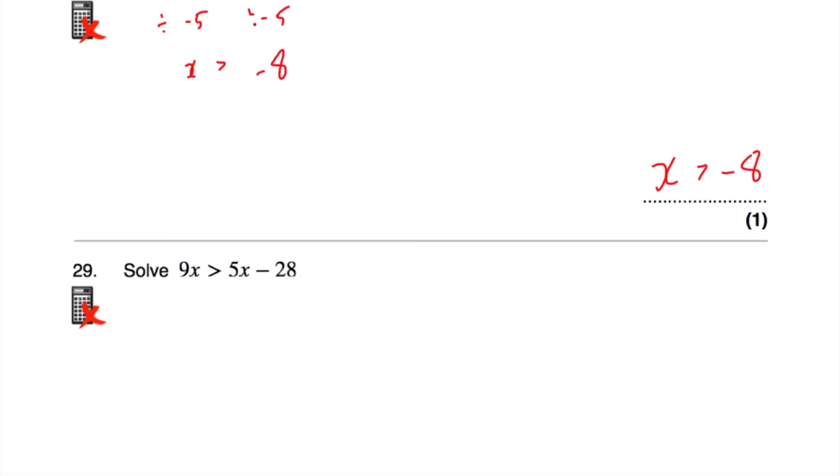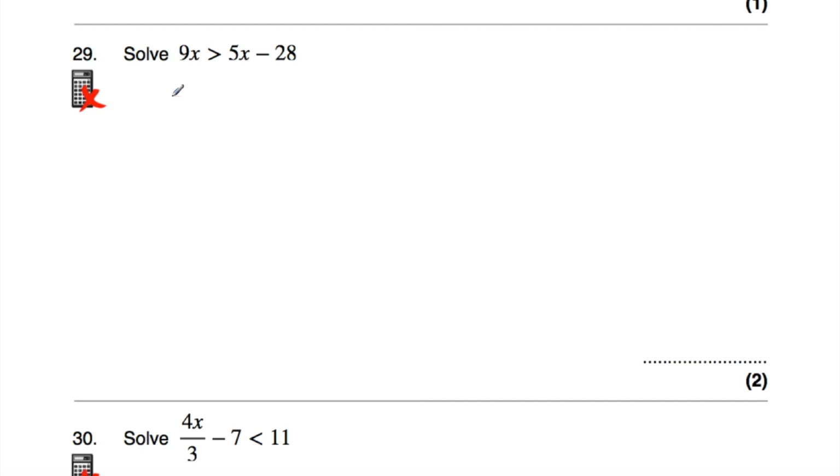Okay, let's look at our next question, question number 29. So question number 29, we've been asked to solve 9x is greater than 5x, subtract 28. So we want to solve this. So if we want to solve this inequality, let's get rid of the lowest number of x's, which is the 5x. So let's take away 5x's and take away 5x's. So on the left hand side, 9x's, take away 5x's would be 4x's, and that's going to be bigger than. And then the right hand side, we're taking away 5x's to get rid of the 5x's, so we're going to be left with minus 28.